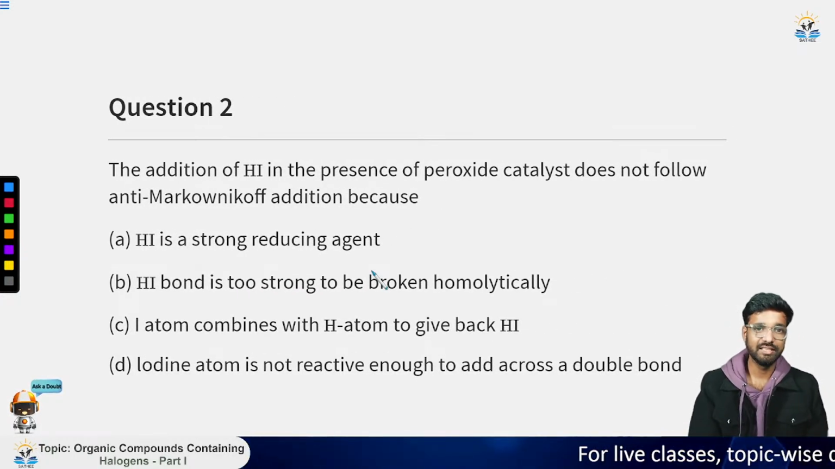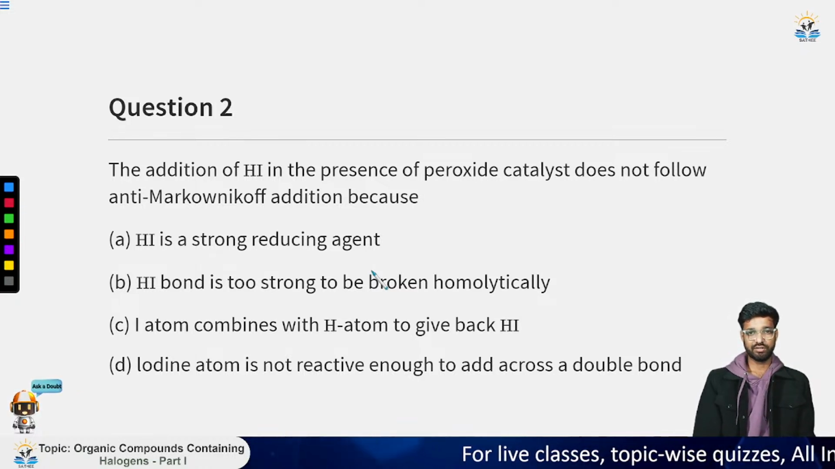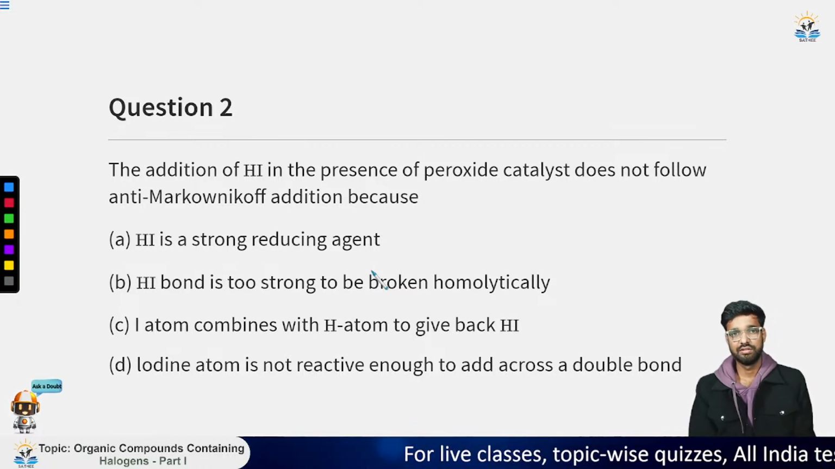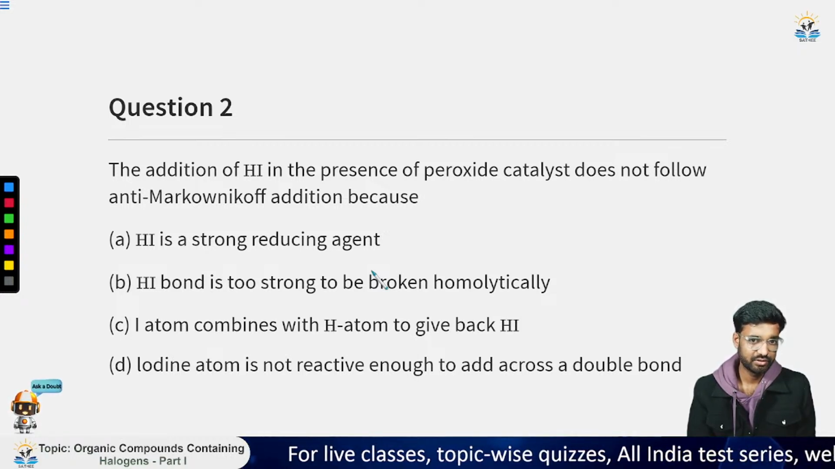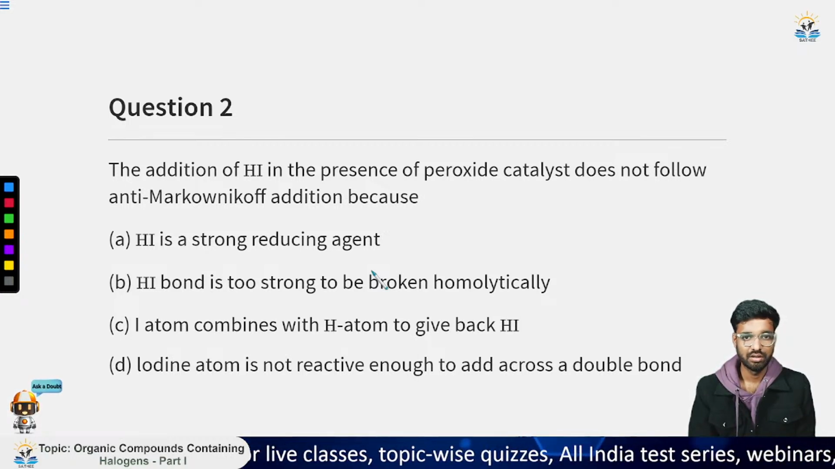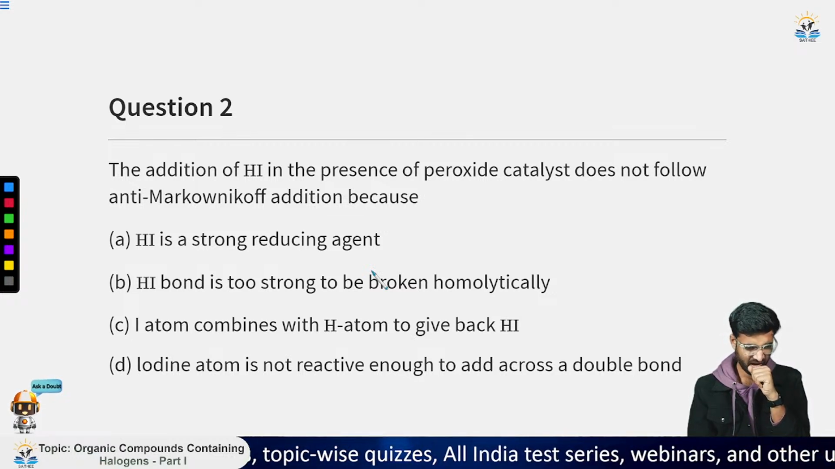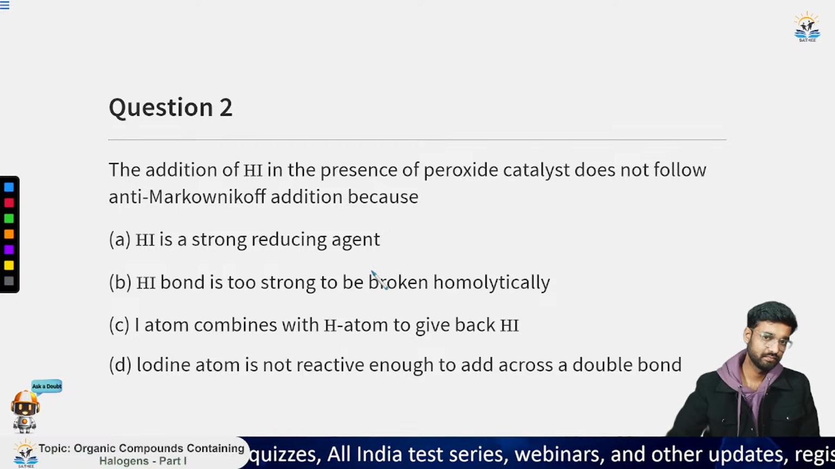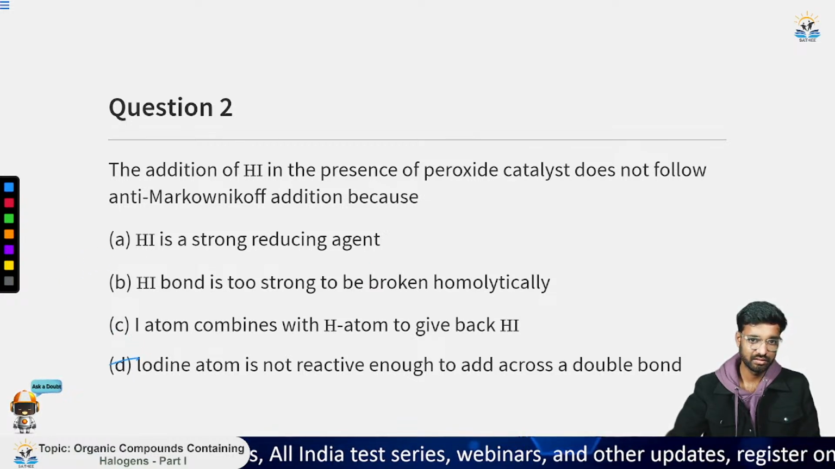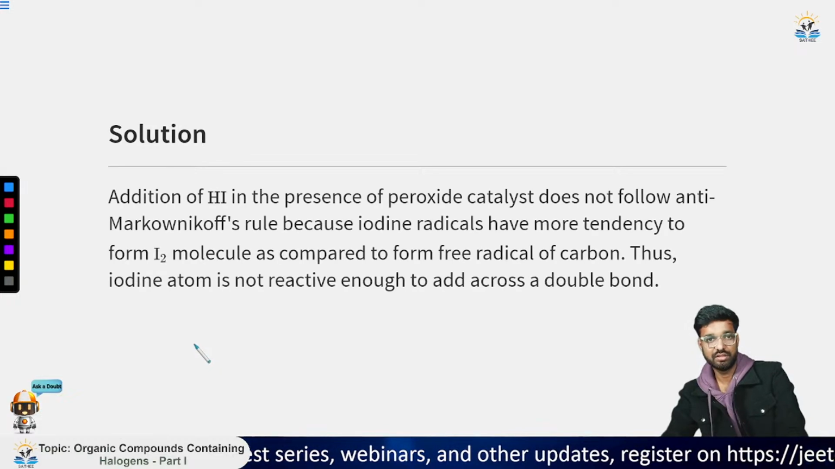The addition of HI in the presence of peroxide catalyst does not follow anti-Markovnikov's addition rule, because what are the reasons? HI is a strong reducing agent. HI is too strong to be broken homolytically. I atom combines with H atom to give back HI, and iodine is not reactive across a double bond. Let us see the solution.